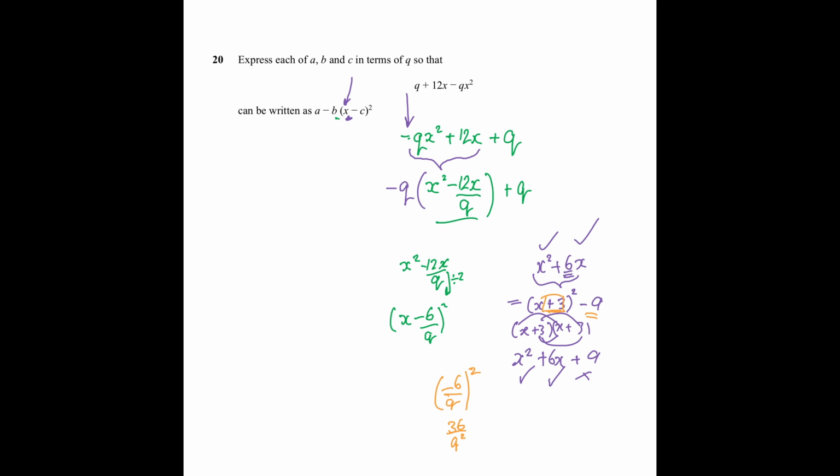If I squared it, I'd have that as extra. I want to take away 36 over q squared. So minus 36 over q squared must go on the end. And yes, it is negative. I know there's a minus sign in the powers. When you square a negative or you square a positive, you always get a positive out of it. So we always take away when we complete the square.